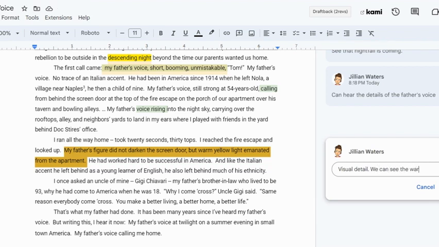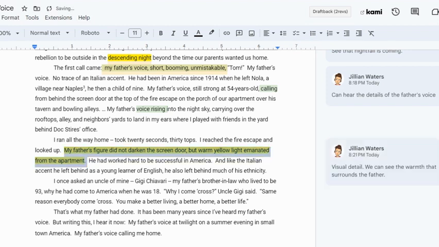So we can see the warmth that surrounds the father. That helps to show us that relationship between the father and the son, and it helps to set the mood.